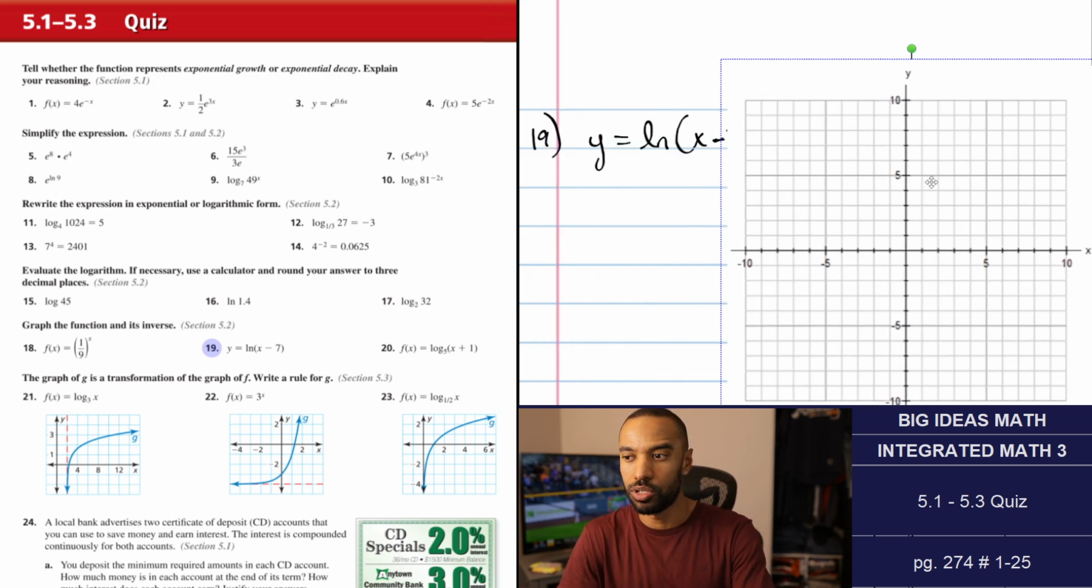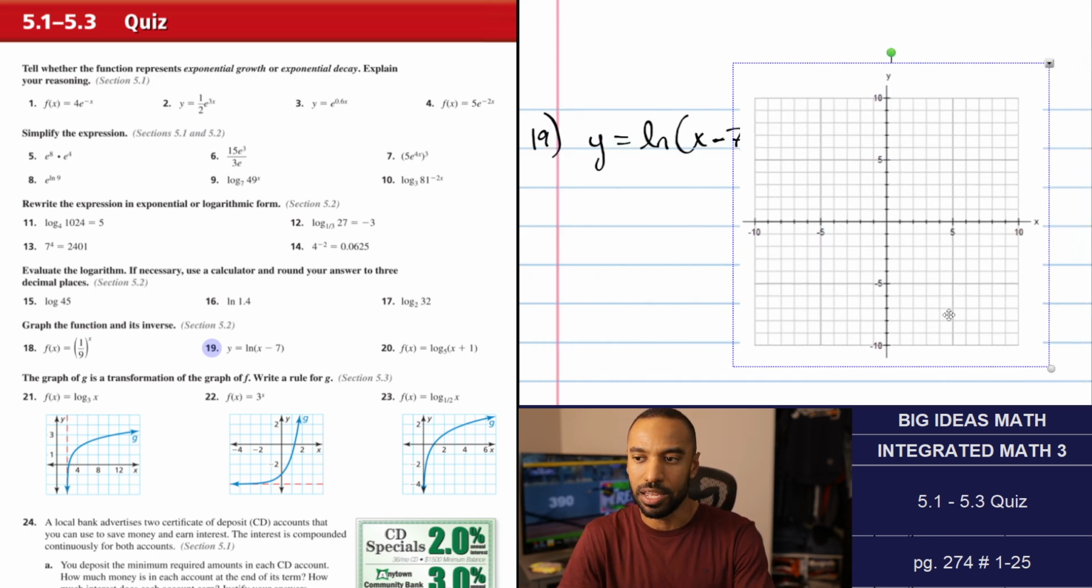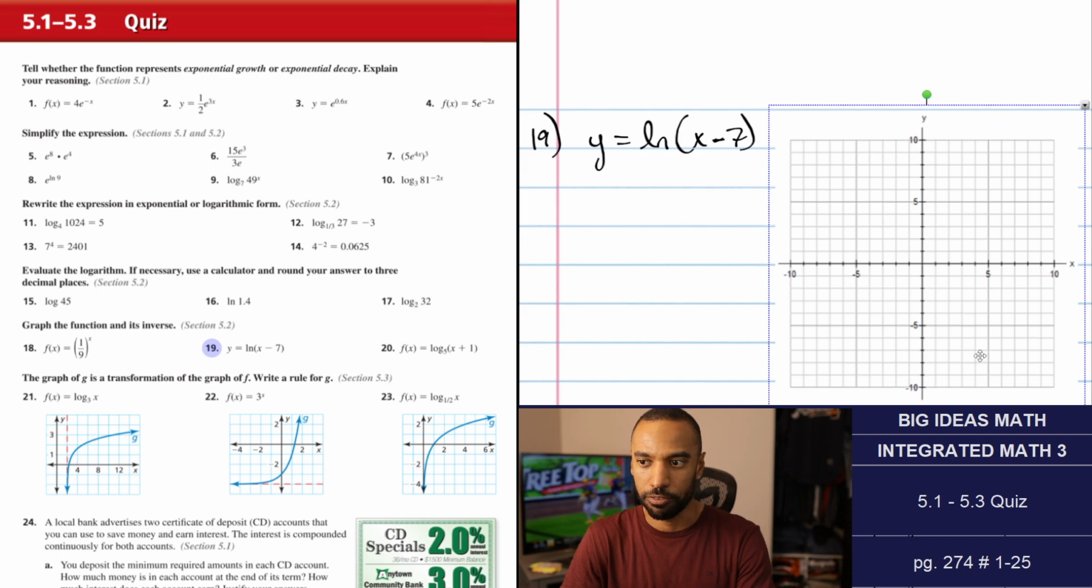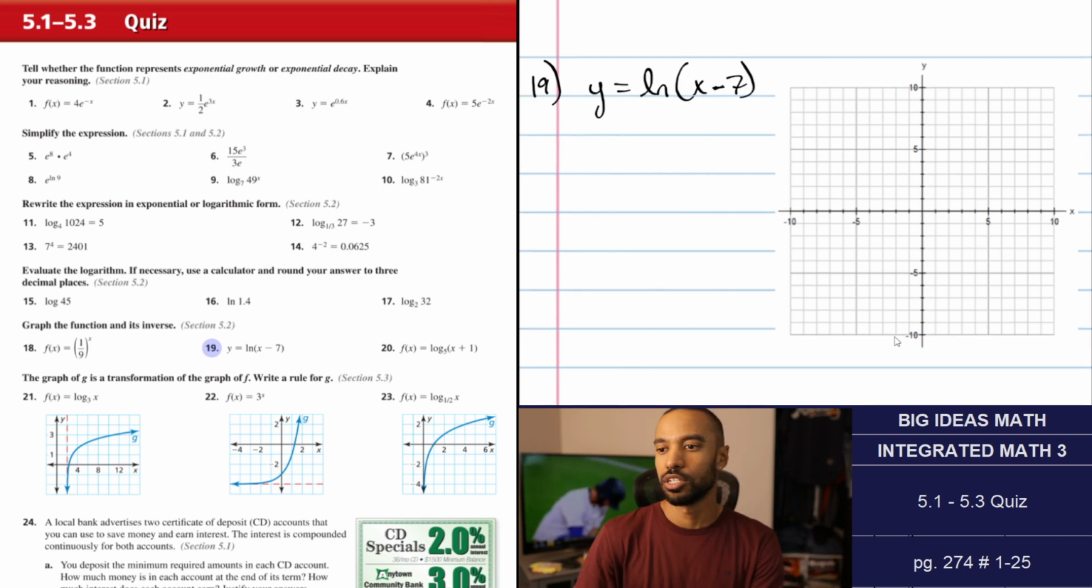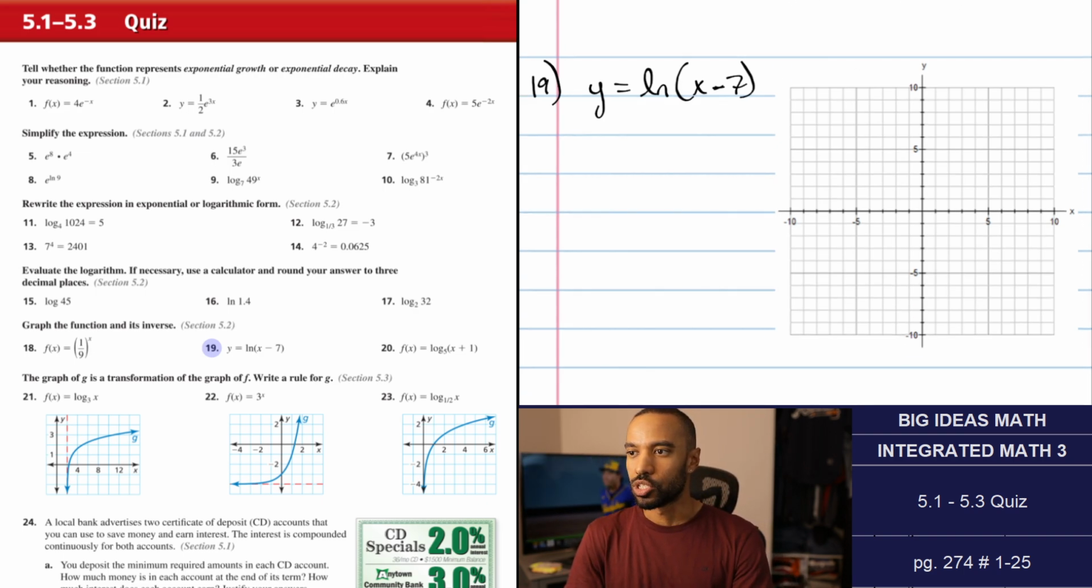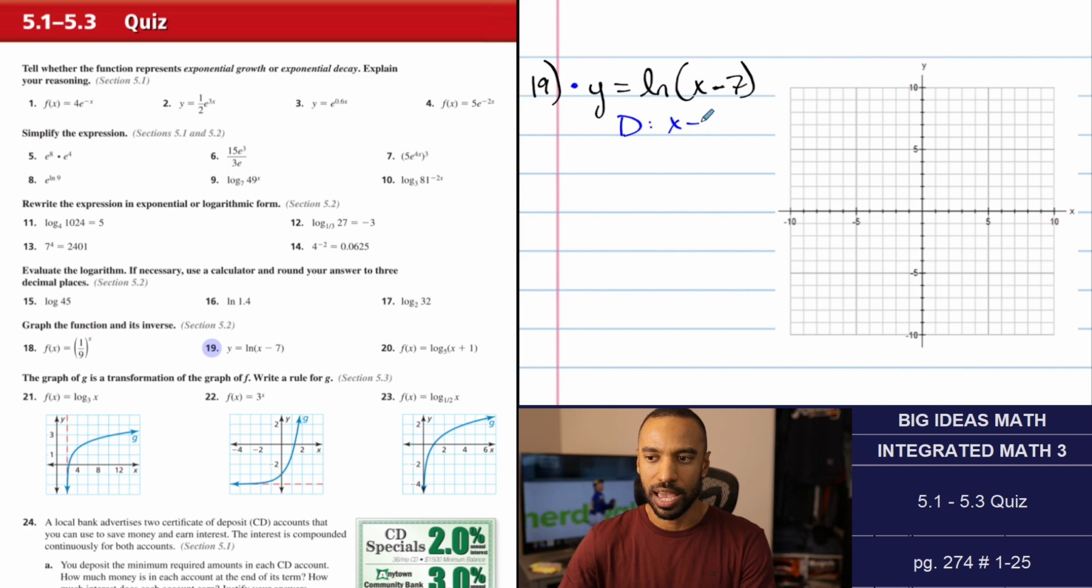Now, what do they expect you to do? Take its inverse, graph the e graph, and then reflect it over. We'll still graph the e graph. Let's just start with this. Let's start with the domain. The domain here is, again, you can't take log of negative numbers, natural log or otherwise. X minus 7 must be greater than 0. If you add 7 to both sides, x must be greater than 7.